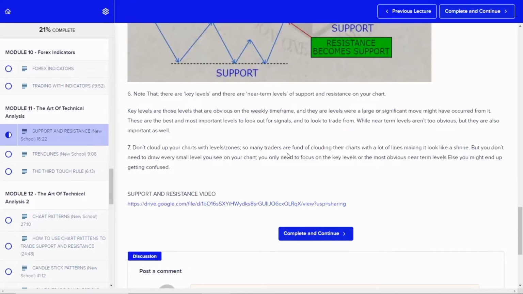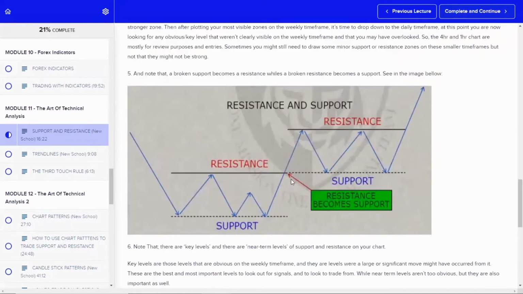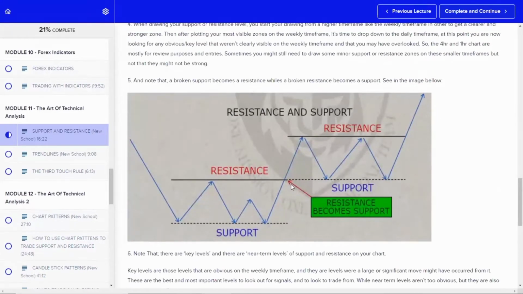Now, I also explain more of that, but I'm still going to be giving you guys an enlightenment on this video. Don't cloud up your chart with levels and zones. So many traders are found clouding up their charts. So don't cloud up your chart with lines everywhere. You end up getting confused.